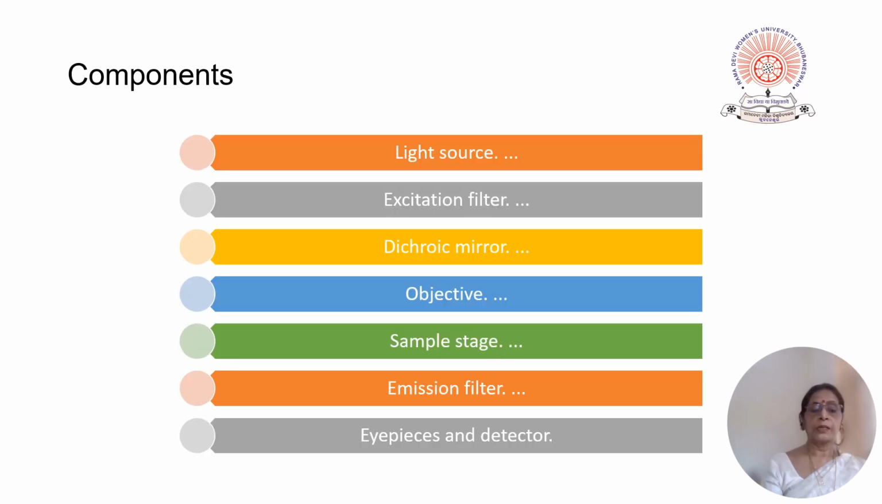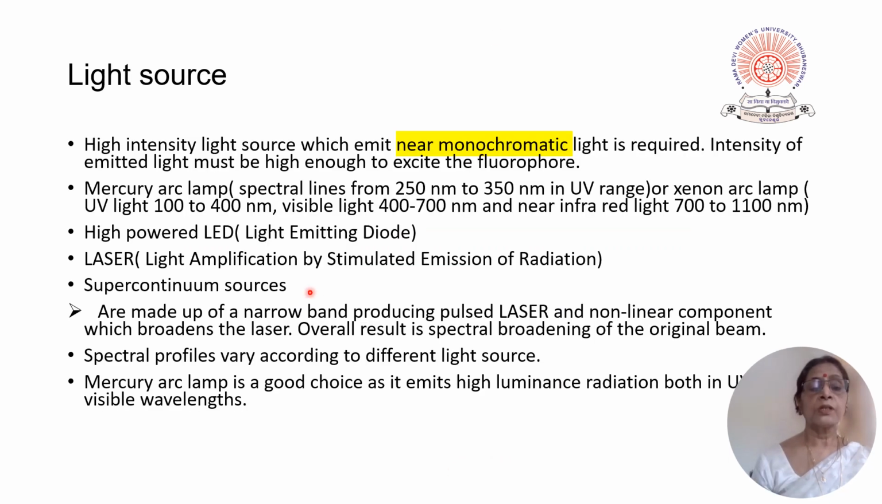The basic components of the light microscope involve the light source, excitation filter, dichroic mirror, objective, sample stage, emission filter, and ocular or the detector. The light source is very important, and the light source must be able to produce high intensity light, and the light must be near monochromatic. The intensity should be such that it will excite a fluorophore.